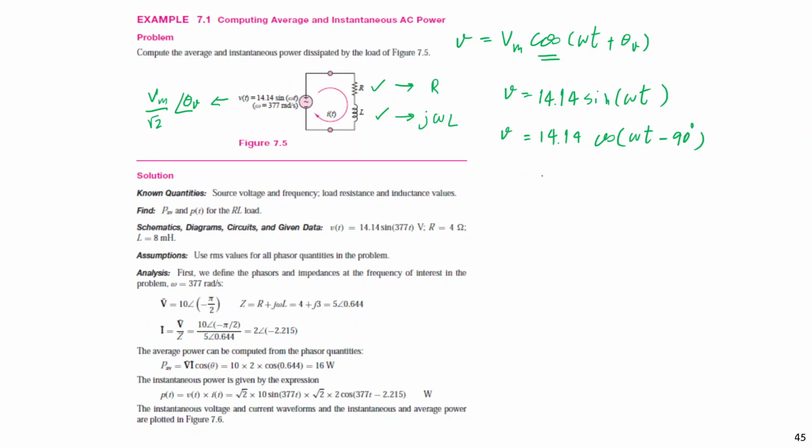Okay, here, right? So V would be 14.14 divided by square root 2 with the angle of minus 90 degree, right? So this is 10 with angle minus 90 degree, right? Or 10 with the angle of minus pi divided by 2 radian, right? It's the same value, right?